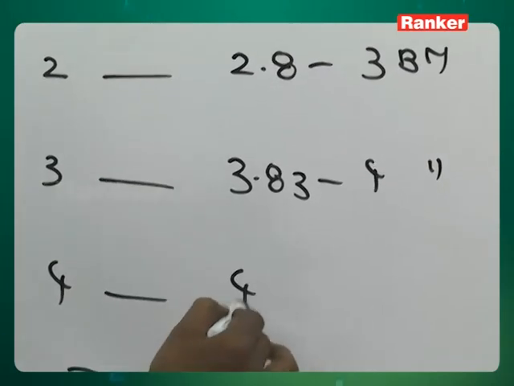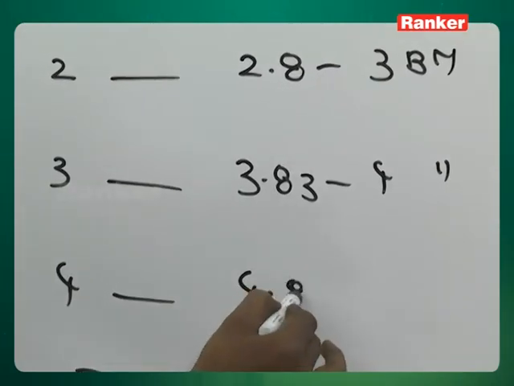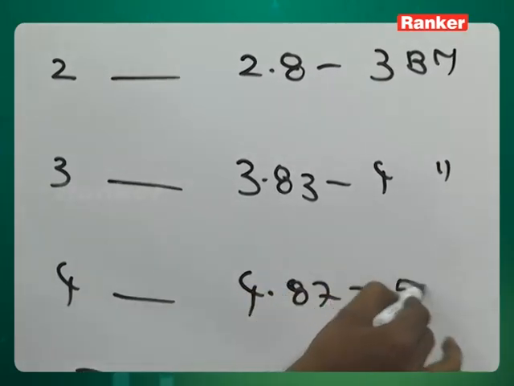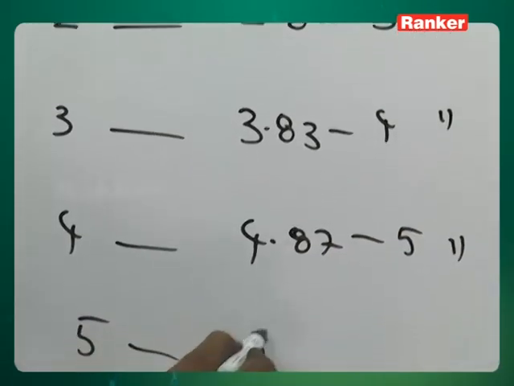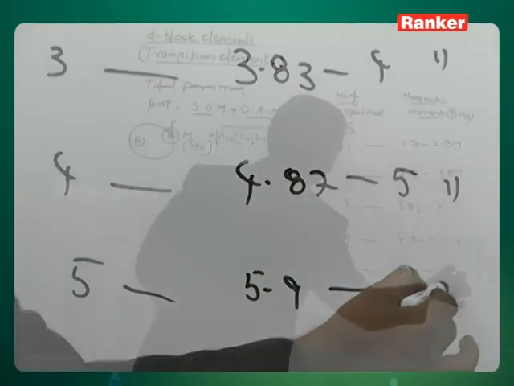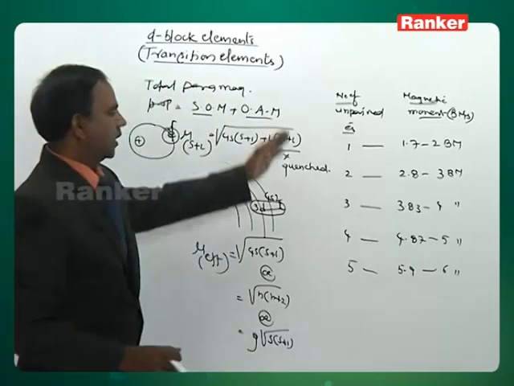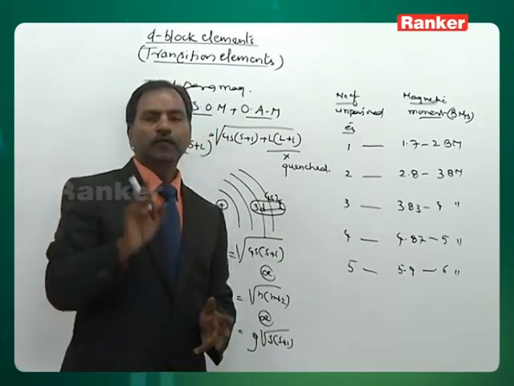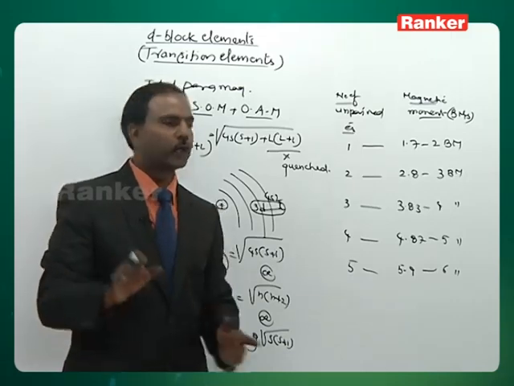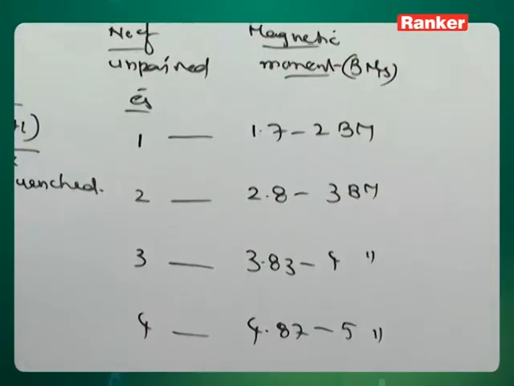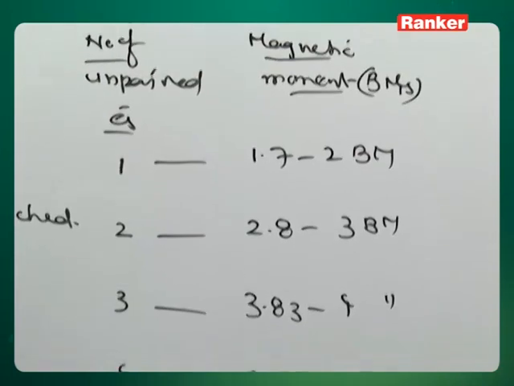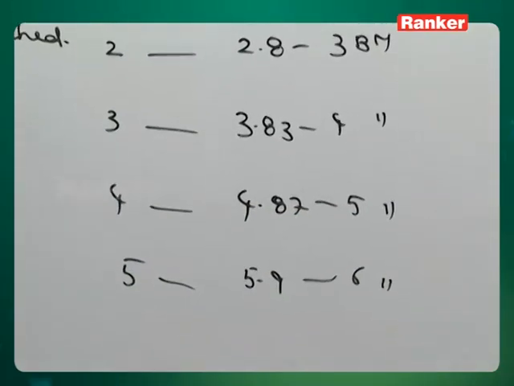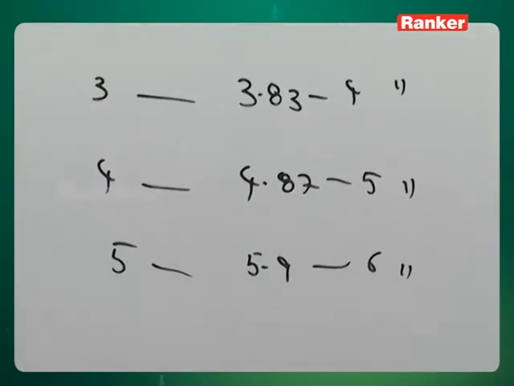If 4 unpaired electrons are there, you can take 4.9, roughly 5. If 5 is there, 5.9, roughly 6 you can take. Like this, roughly you can say the magnetic moment. What you can understand from this table: if one unpaired electron is there, 1.8 to 2, then 2.8, 3, 3.8, 4, 4.8, 5, 5.8, like that you can take the magnetic moment.